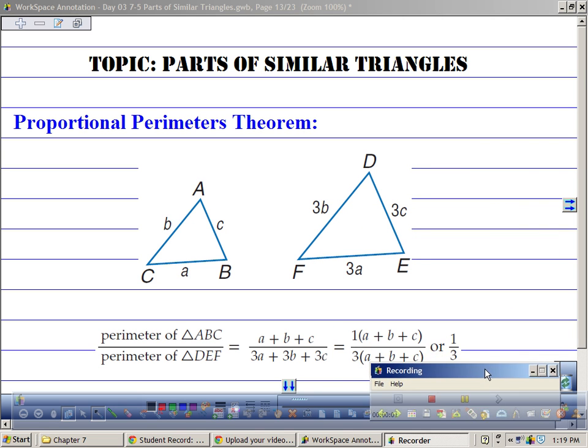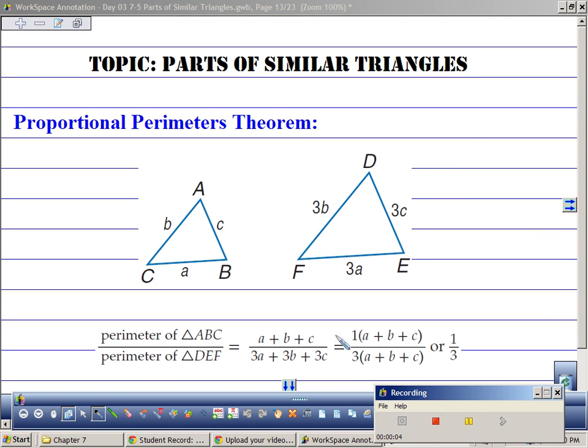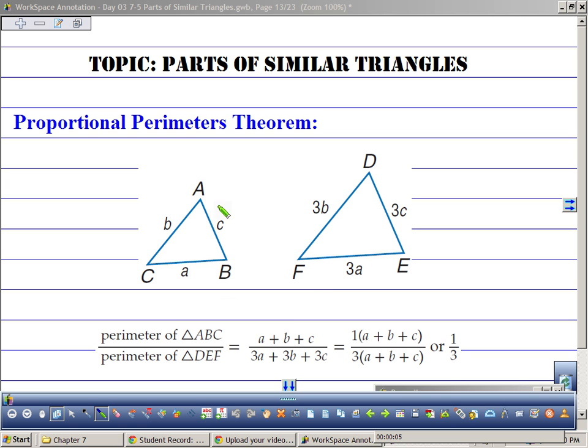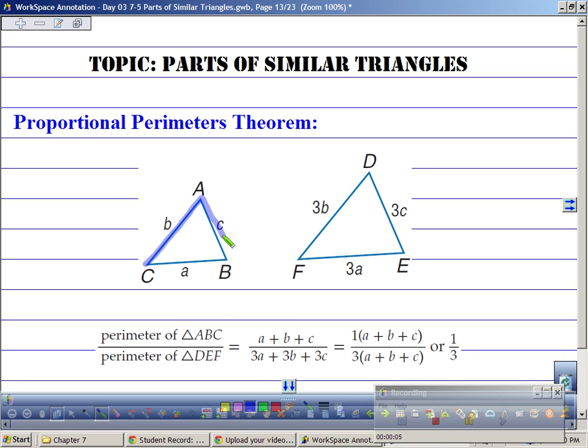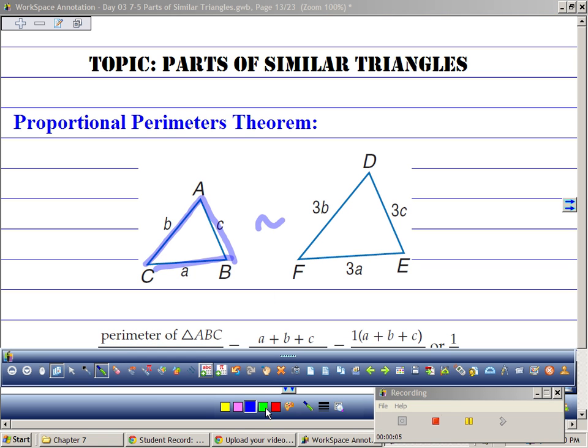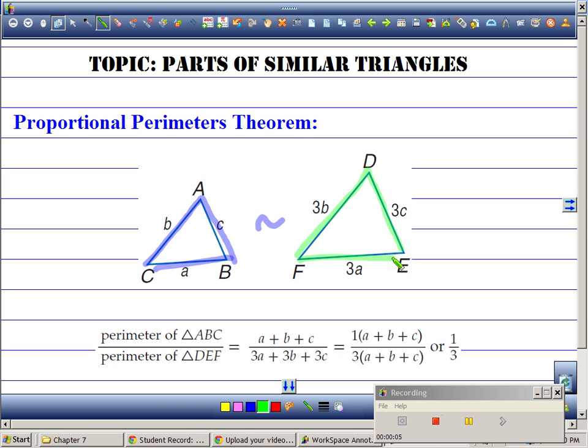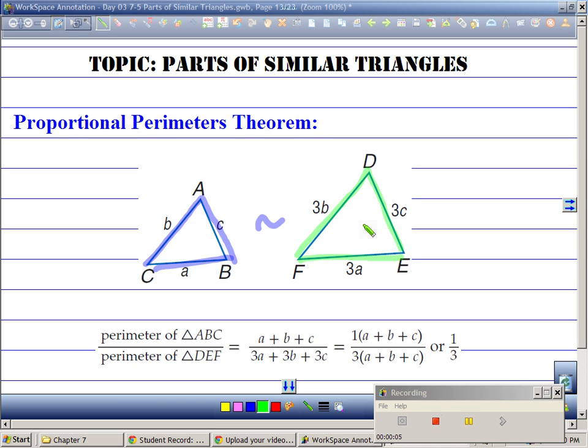Okay, so let's talk about the proportional perimeters theorem. I'm not going to get all fancy about it, it basically says that if I have one triangle that's similar to another triangle, then as I walk around the perimeter of the triangle, their perimeters will be proportional.